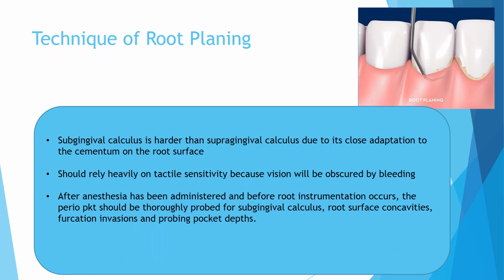So coming to the technique of root planing. As you know, subgingival calculus is harder than supragingival calculus due to its close adaptation to the cementum on the root surface. So we should rely heavily on tactile sensitivity because the vision will be obscured by bleeding. After anesthesia has been administered and before root instrumentation occurs, the periodontal pocket should be thoroughly probed for subgingival calculus and for any root surface concavities, developmental grooves, palatogingival grooves, and furcation invasions, and probing pocket tips.